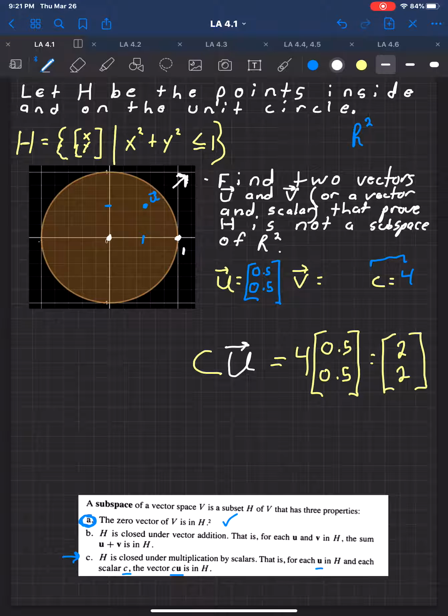So what did you just do? You just proved that u is a vector in the shaded region, but cu is not a vector in the shaded region. And that means that this axiom fails. u is in H, and we picked a c value, but cu was not in H. So that's one way of showing that this subset of R2 is not a subspace. Okay? Let's go to another example.